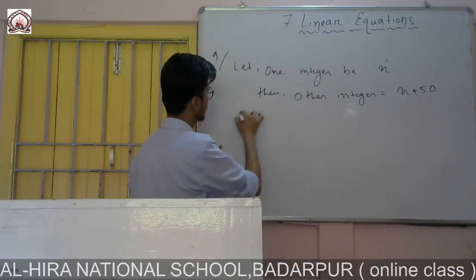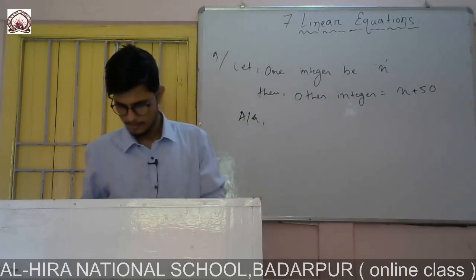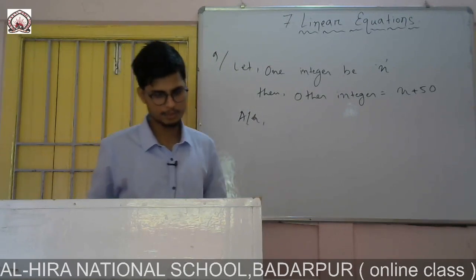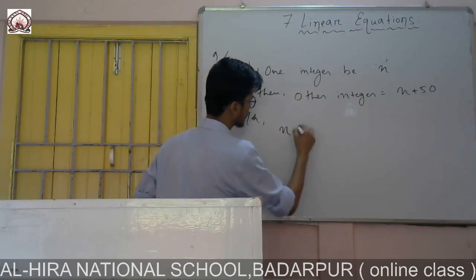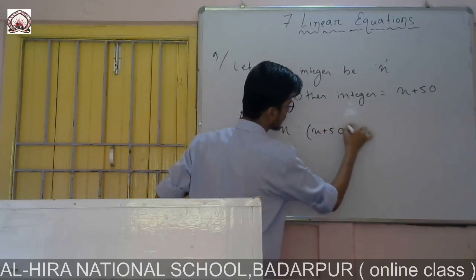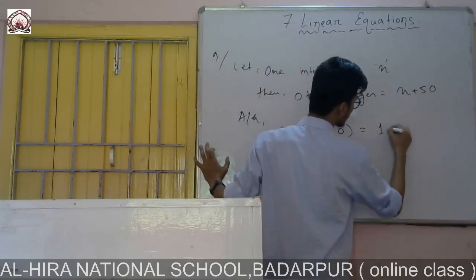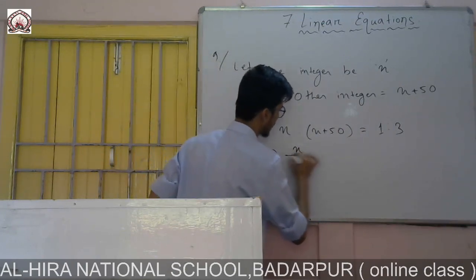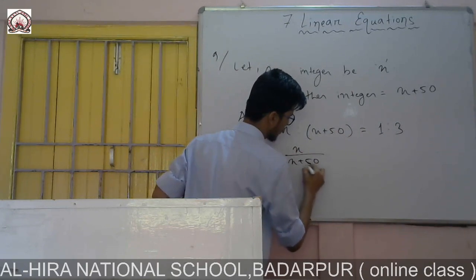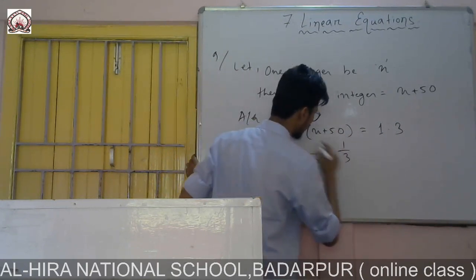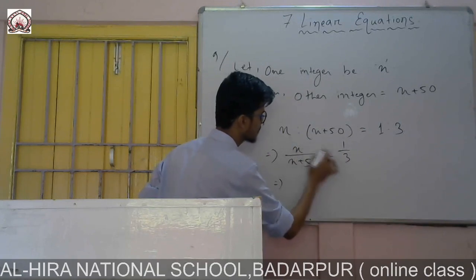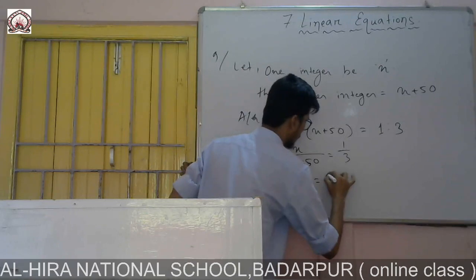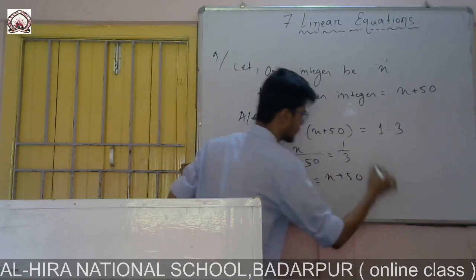According to the question, the ratio of the integers is 1:3. So x is to x plus 50 equals 1:3. I can write it as x by x plus 50 equals 1 by 3. Now I can cross multiply: 3 into x is 3x, and on that side 1 into x plus 50, that means x plus 50.